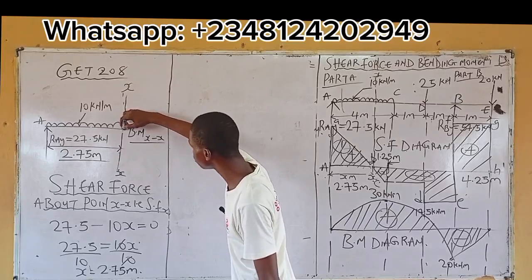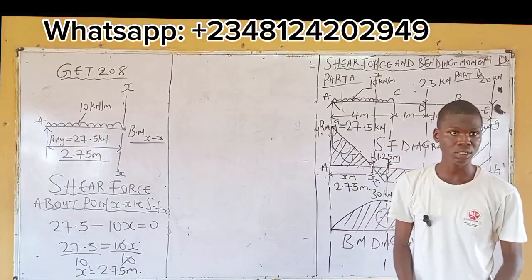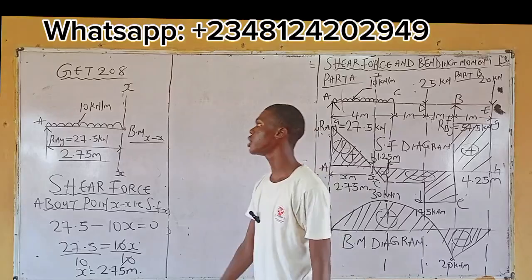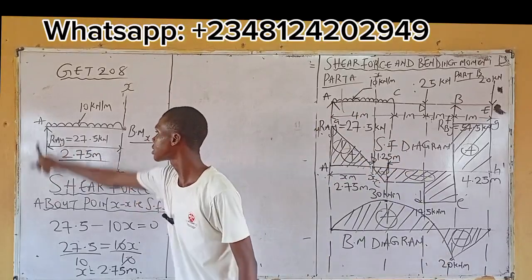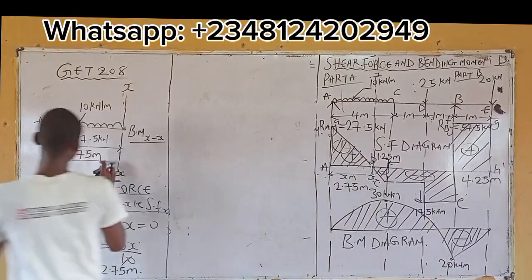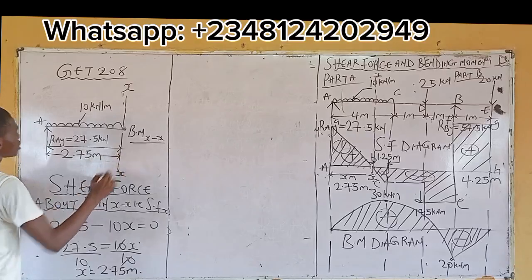The bending moment you've been doing since all these days. Do it at this point. I know how bending moment works. So let's do that together. What do you have? 27.5 times 2 point what? This is the total distance. This is the total distance. Times what?